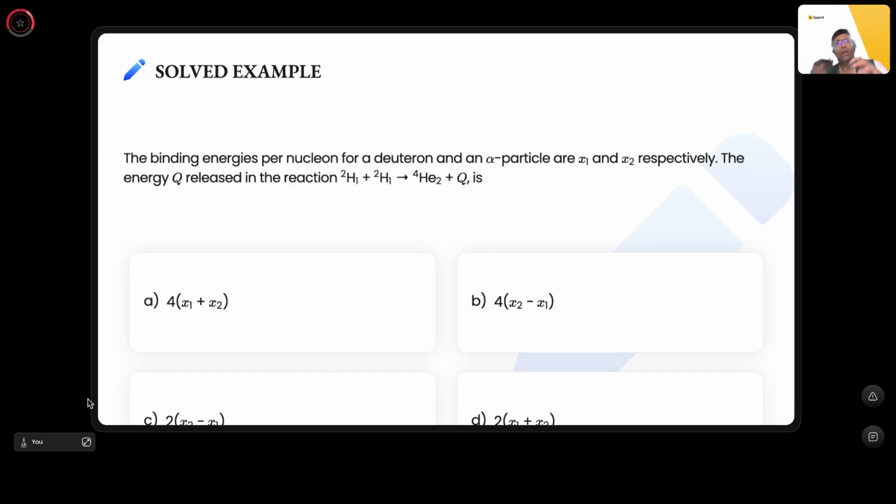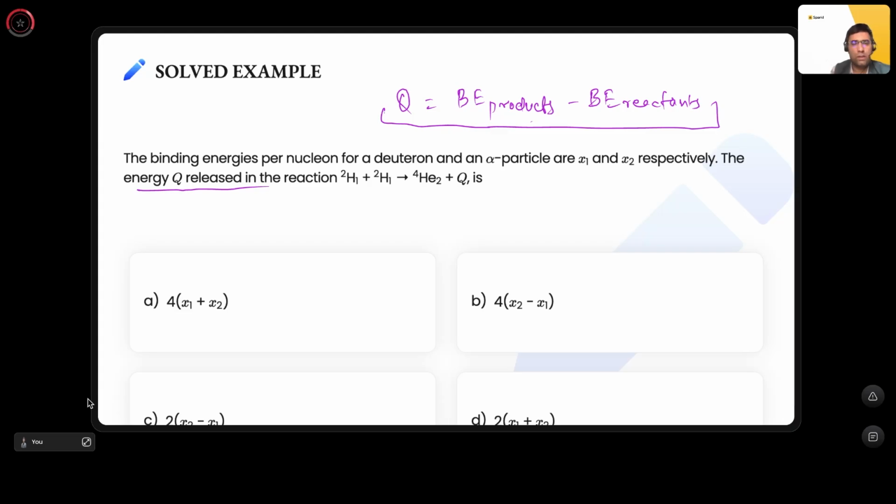ऑलराइट, वहां पर जब एक हैवी न्यूक्लियाई टूटेगा तो जो लाइटर न्यूक्लियाई बनेगा उसका बाइंडिंग एनर्जी पर न्यूक्लियन ज्यादा होगा। The binding energies per nucleon for a deuteron and an alpha particle are x1 and x2. The energy released in the reaction है। So the energy released in the reaction जो फॉर्मूला होता है हमारा, वो आपको ध्यान रखना है, इट इज द बाइंडिंग एनर्जी ऑफ प्रोडक्ट्स minus the binding energy of reactants. So this is what you have to remember. The Q value or the energy released in the reaction.